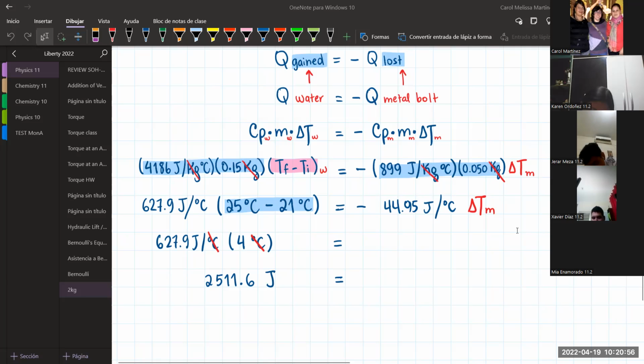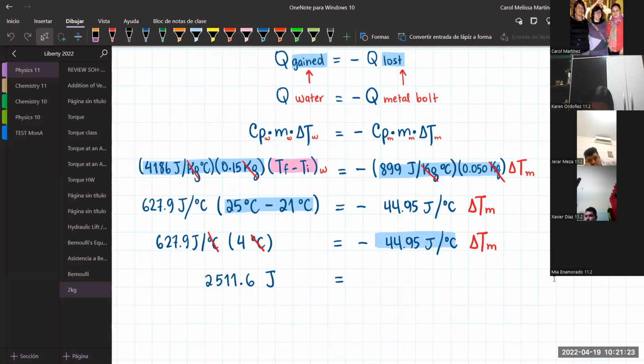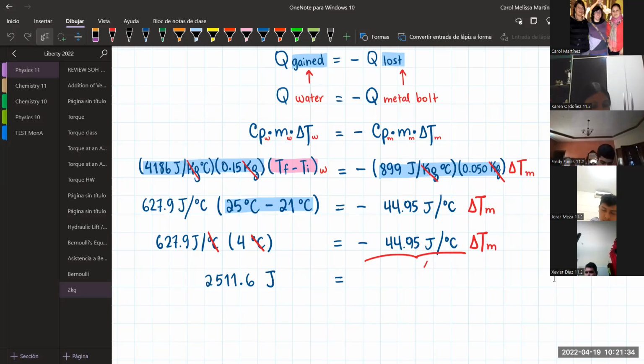Now the other side remains the same. Over here remains the same, but I need to isolate. So take a look. 44.95, what is it doing to the temperature? What is this number doing to the temperature? It is multiplying. So when you send it to the other side, it will be doing a division, okay?